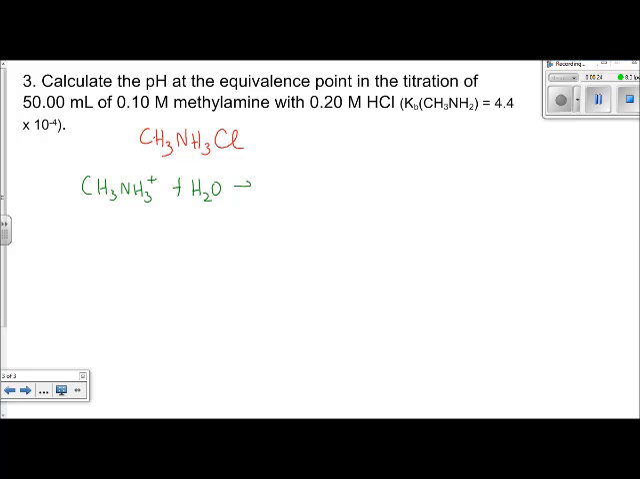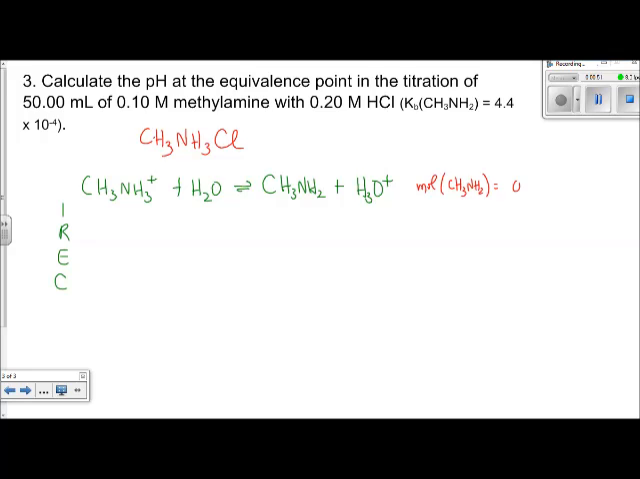So in water, this conjugate acid of a weak base will regenerate the weak base methylamine, CH3NH2. And a side product of that will be the H3O plus. So our ICE table will help us to solve for the equilibrium amount of H3O plus. We'll start by solving for the number of moles of base that we start with in our neutralization.